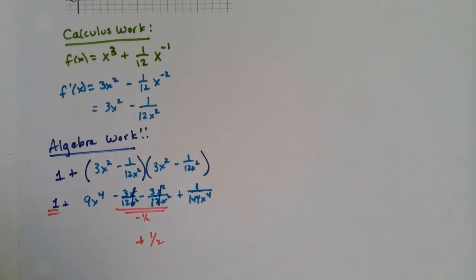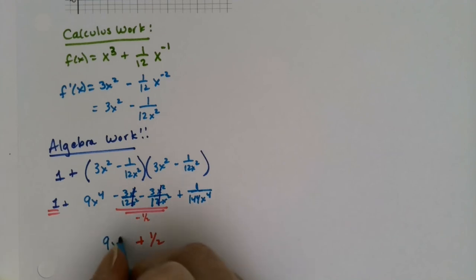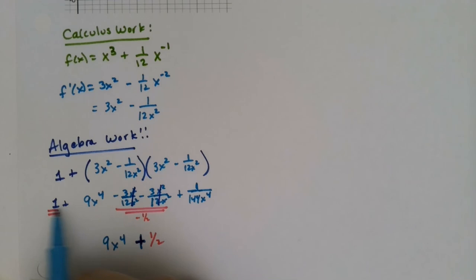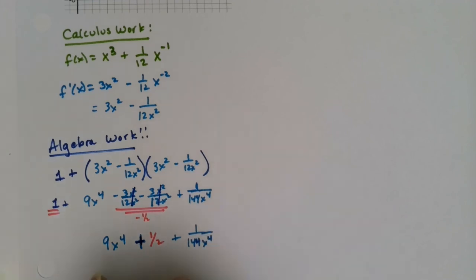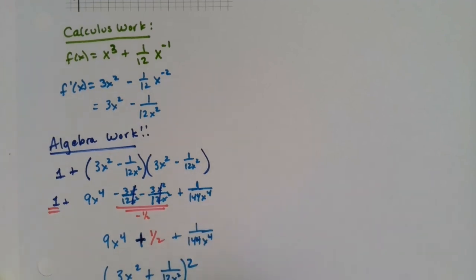So I'm going to have 9x to the fourth plus a half, right? Because this number and these two combine together. And then plus 1 over 144x to the fourth. That factors to 3x squared plus 1 over 12x squared. And I can put that back in to the problem. Actually, I'm going to do it in this color.